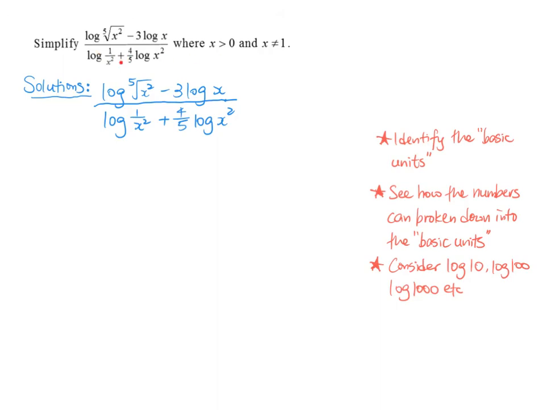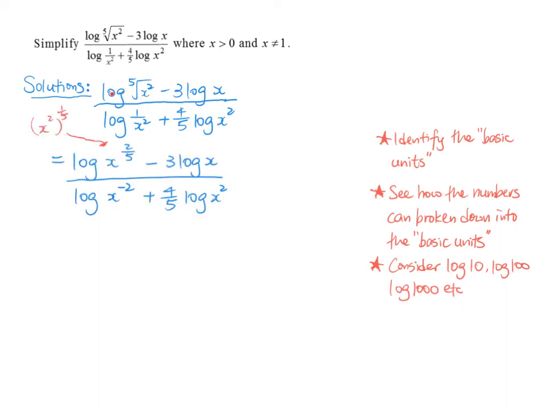This kind of question involves simplification of expressions. This is not that difficult, because all you need to do, again, is to identify the basic units and then you combine them or cancel. So if you look at this question, obviously your basic unit would be log x. So we have to rewrite all 4 of these in terms of log x.